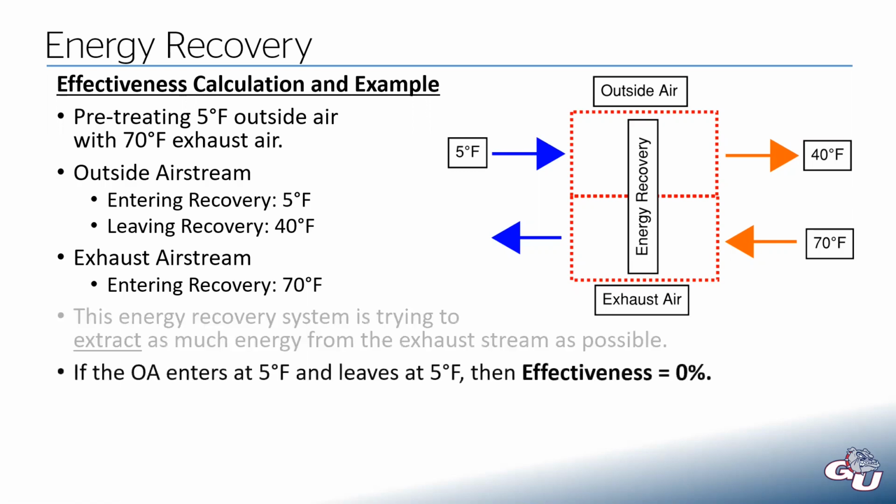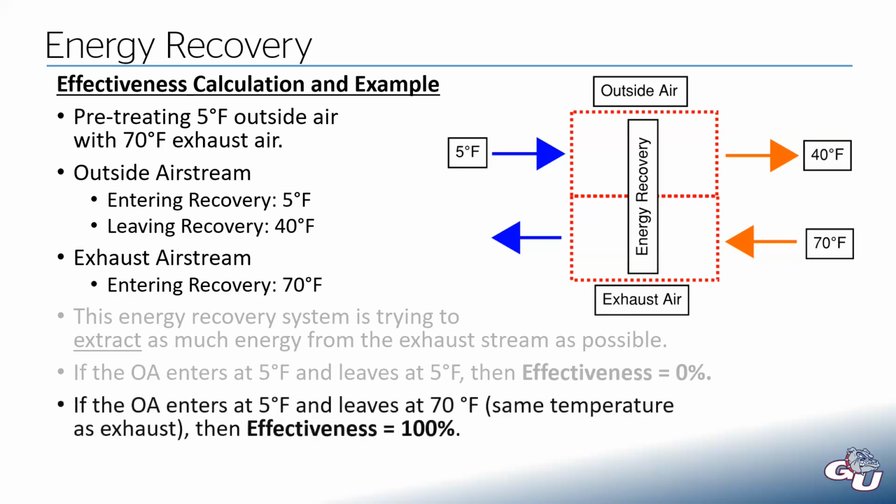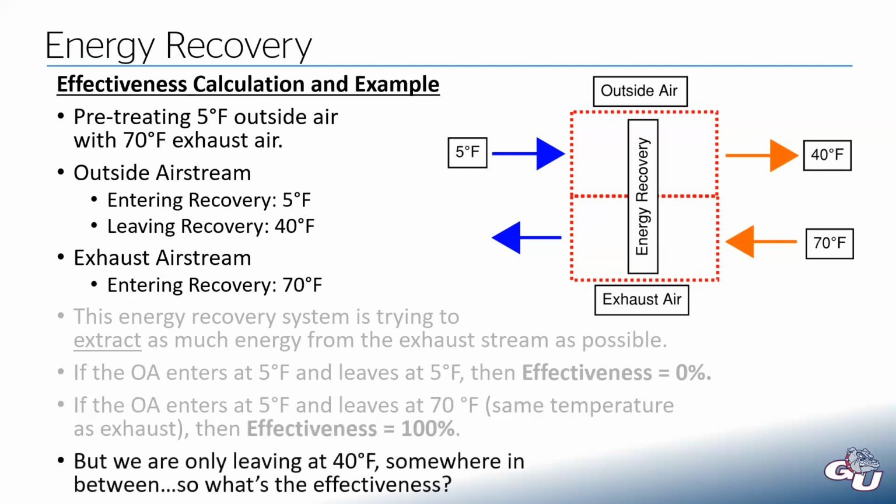So this energy recovery system is trying to extract as much energy from the exhaust stream as it possibly can. If hypothetically, our outside air came in at 5 and then left at 5, our effectiveness would be 0%. We didn't gain anything out of this heat recovery device. But if hypothetically our outside air comes in at 5 and leaves at 70, which is the same temperature as our exhaust, that would be the ideal scenario, and our effectiveness would be 100%. But we're somewhere in the middle. We're coming out at 40 degrees Fahrenheit. So what is the effectiveness from 0 to 100%?